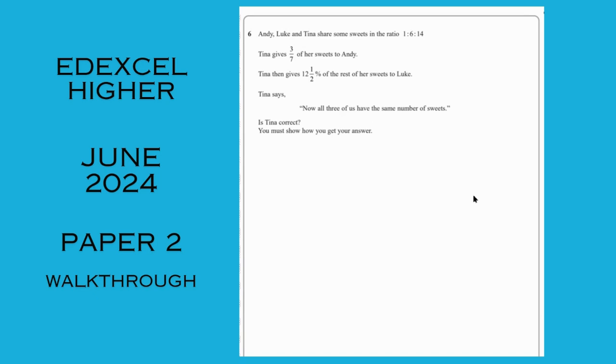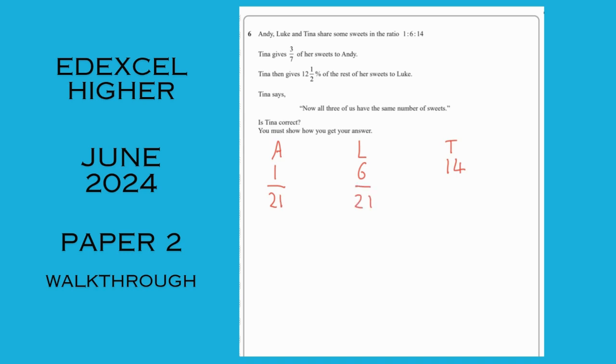So for number 6, loads of words, loads of calculations. It's only worth 4 marks. You don't have to write them all down. I just do it to show you where the numbers are coming from. So when you've got a wordy question like this, organise your work, ALT, stick your numbers in, 1, 6 and 14. Now that tells us that there are 21 shares.